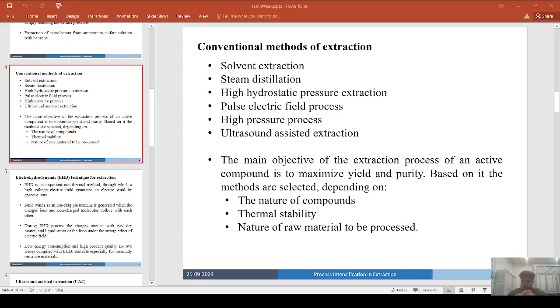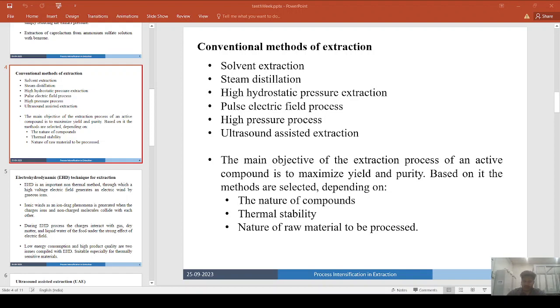So the goal is to maximize the yield and highest purity, and that will depend on the nature of compounds, thermal stability, and nature of raw material to be processed. And all of these three depend on the mixture solution.